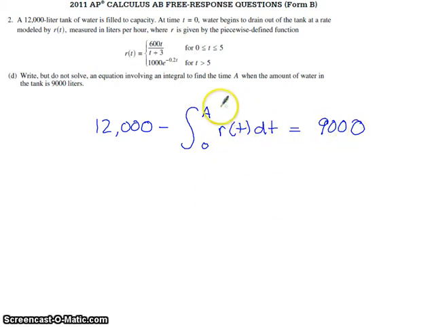Now the one tricky thing is making sure this integral gets composed correctly. Since this R of t represents the rate at which water drains, the integral of it from 0 up to some value is going to represent how much water has drained from 0 up to that value. So if we want to know when there are going to be 9,000 liters left in the tank, start with the 12,000 minus how much water has drained, since we're integrating the rate of change of the draining water across the interval from 0 to a, and then the solution to this, if we were able to find it, would be the a value where the amount of water in the tank is exactly 9,000 liters.